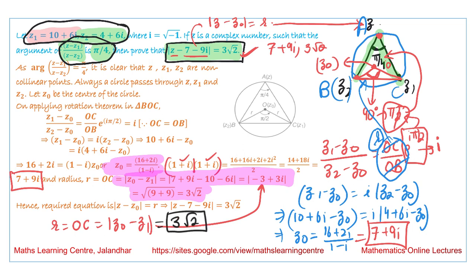So we have the value of the center of the circle, we have the value of the radius of the circle. So the equation we have is mod of z minus 7 minus 9 iota is equal to 3 root 2, where 7 minus 9 iota is the center of this circle, and 3 root 2 is the radius of this circle, and this is what we have to prove.